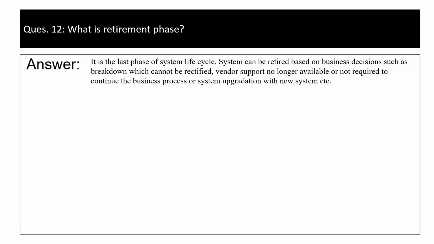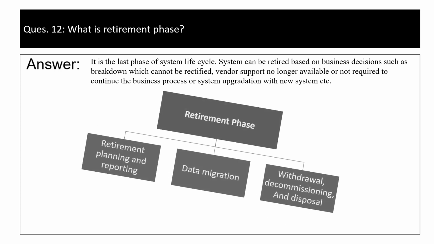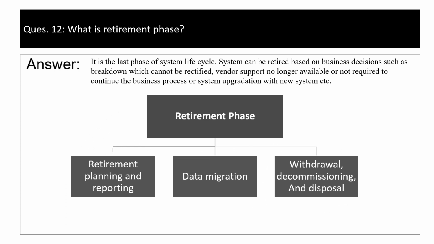Question number 12, what is retirement phase? The answer will be, it is the last phase of the system life cycle. A system can be retired based on business decisions such as a breakdown which cannot be rectified, vendor support no longer available, not required to continue the business process, or system upgradation with a new system, etc. The retirement phase includes retirement planning and reporting, data migration, withdrawal, decommissioning and disposal.